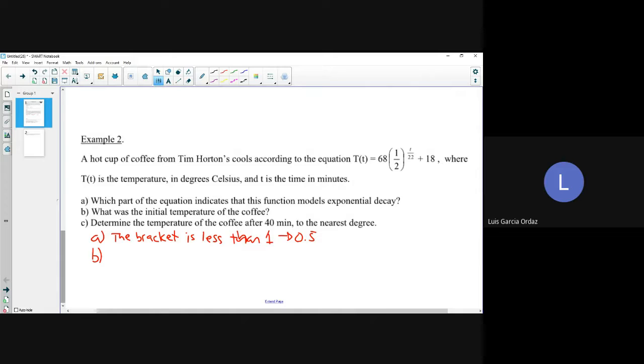So what was the initial temperature of the coffee? Yeah, what was the initial temperature of the coffee? Benny? 68 degrees. Degrees what? Celsius.